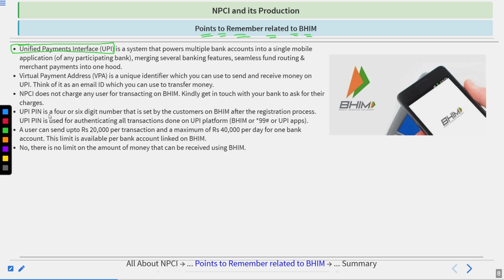UPI PIN is actually a 4 or 6 digit number that is set by the customers on Bheem after the registration process. UPI PIN is used for authenticating all transactions done on the UPI platform, Bheem or *99# or UPI apps.